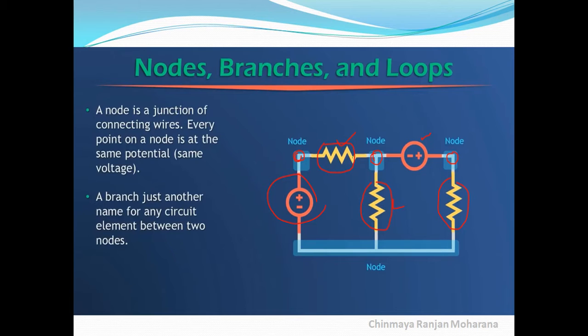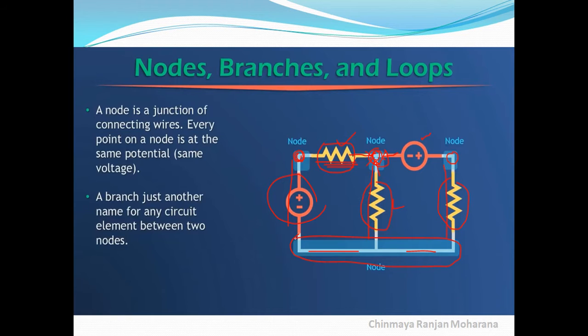Means here, one element and another element meet at a node, and between this node and this node there is an element. That is called a branch. Here also a branch, and here also a branch. And here also a branch, though no elements are present, that's why we call this a node.